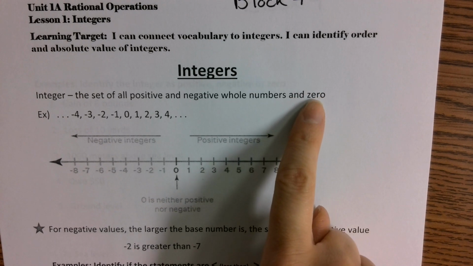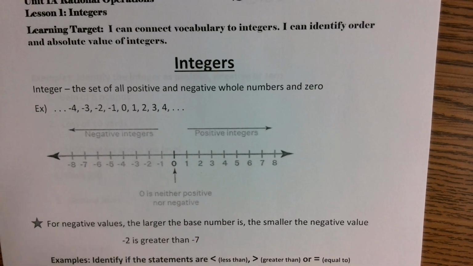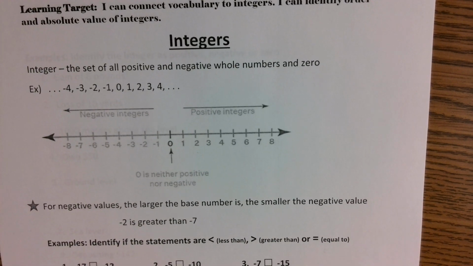Now, is 0 positive or negative? Neither. Very good. If you read down here real quickly, you would see that 0 is not considered to be a positive or a negative integer. It is its own value. Okay, so we want to go ahead and make sure that we have that understanding.